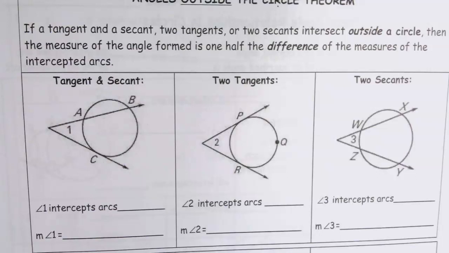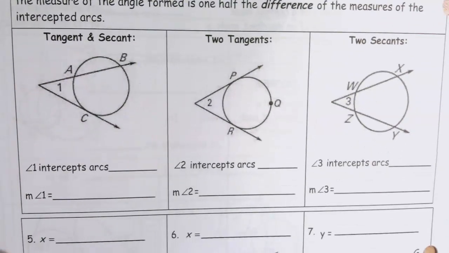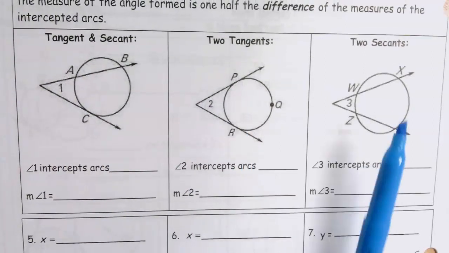Okay, so you'll notice that the way they have this divided up is into 3 different types of angles according to what types of segments or lines are making up the angles. And that's sometimes how you'll see this presented. They call them tangent-tangent angles, tangent-secant angles, and secant-secant angles. So this would be a tangent-secant, this would be a tangent-tangent, this would be a secant-secant.